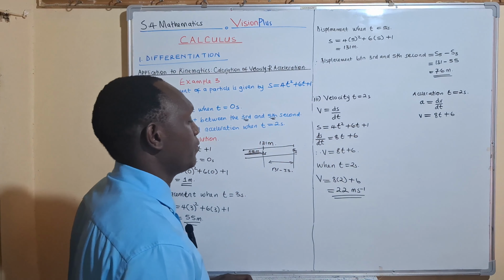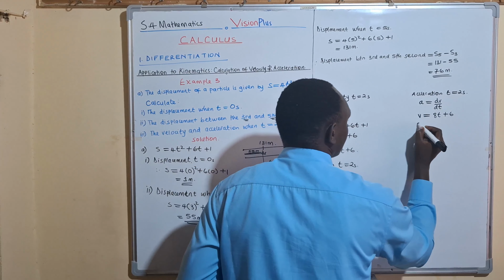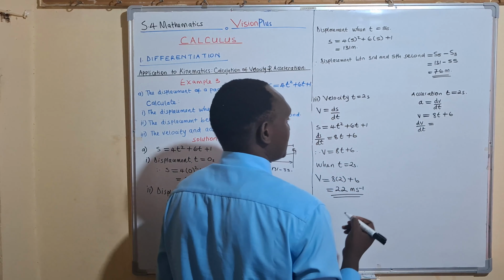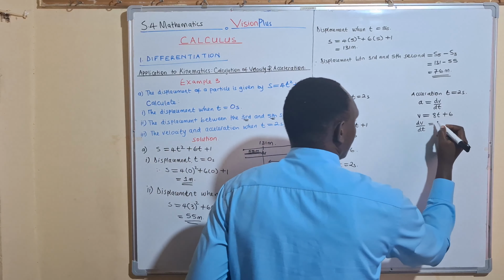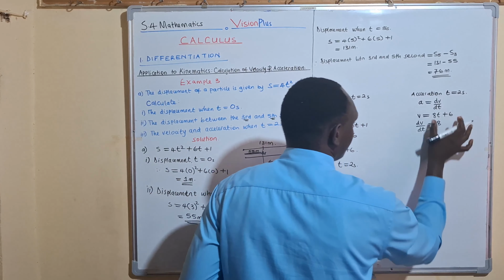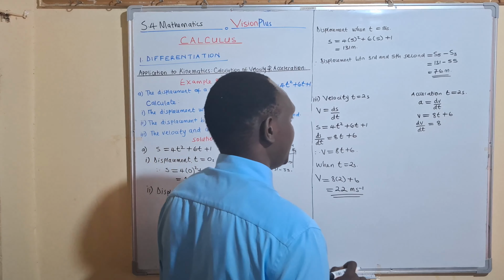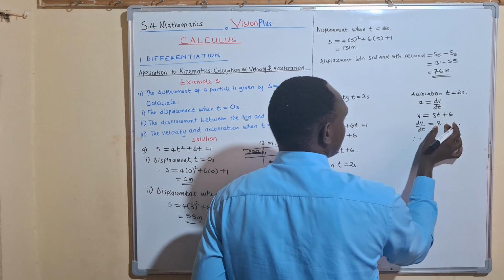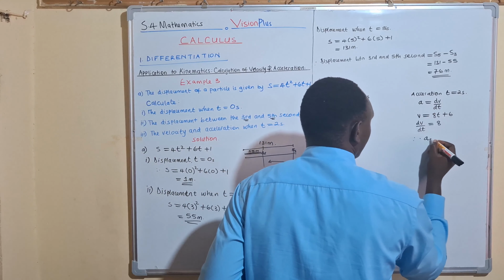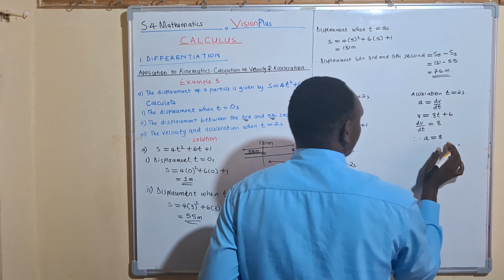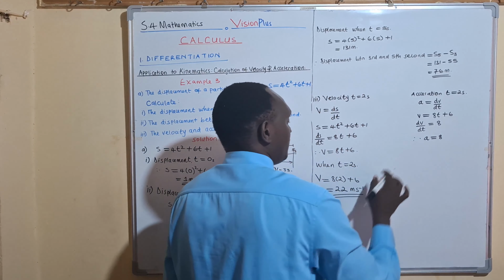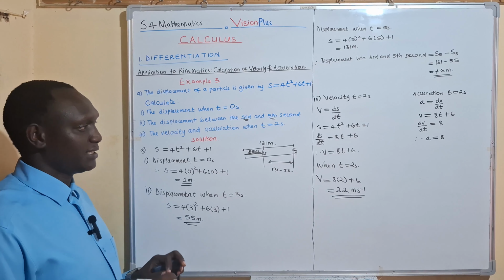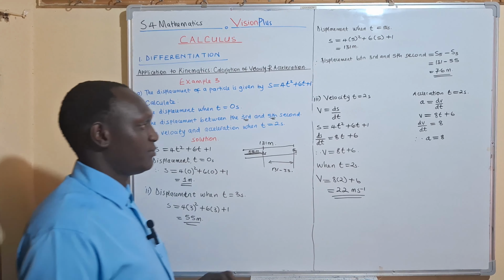Next here, we now get dv/dt, which is the rate of change of velocity, and that is the definition of acceleration. Differentiate that. It gives us 8. Therefore, this is dv/dt, which is the same as acceleration, which is 8. So this is the expression for acceleration at any time t. Okay, the expression for acceleration at any time of the motion.